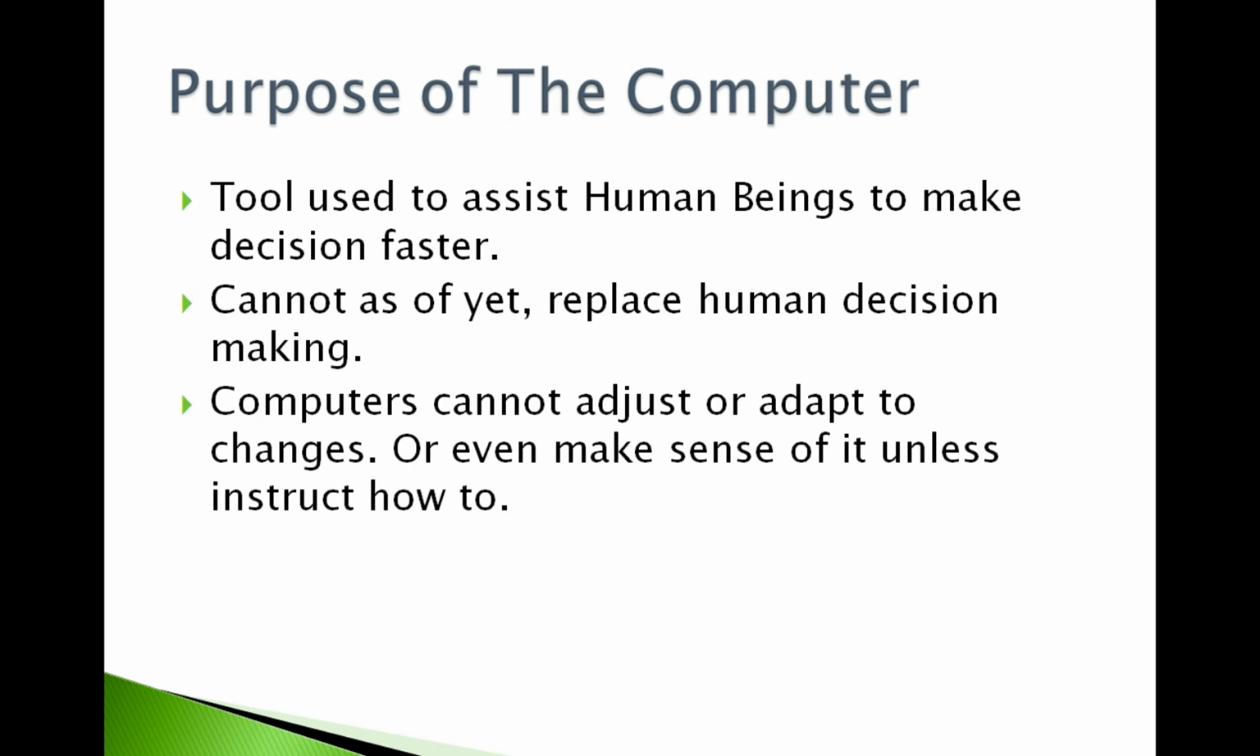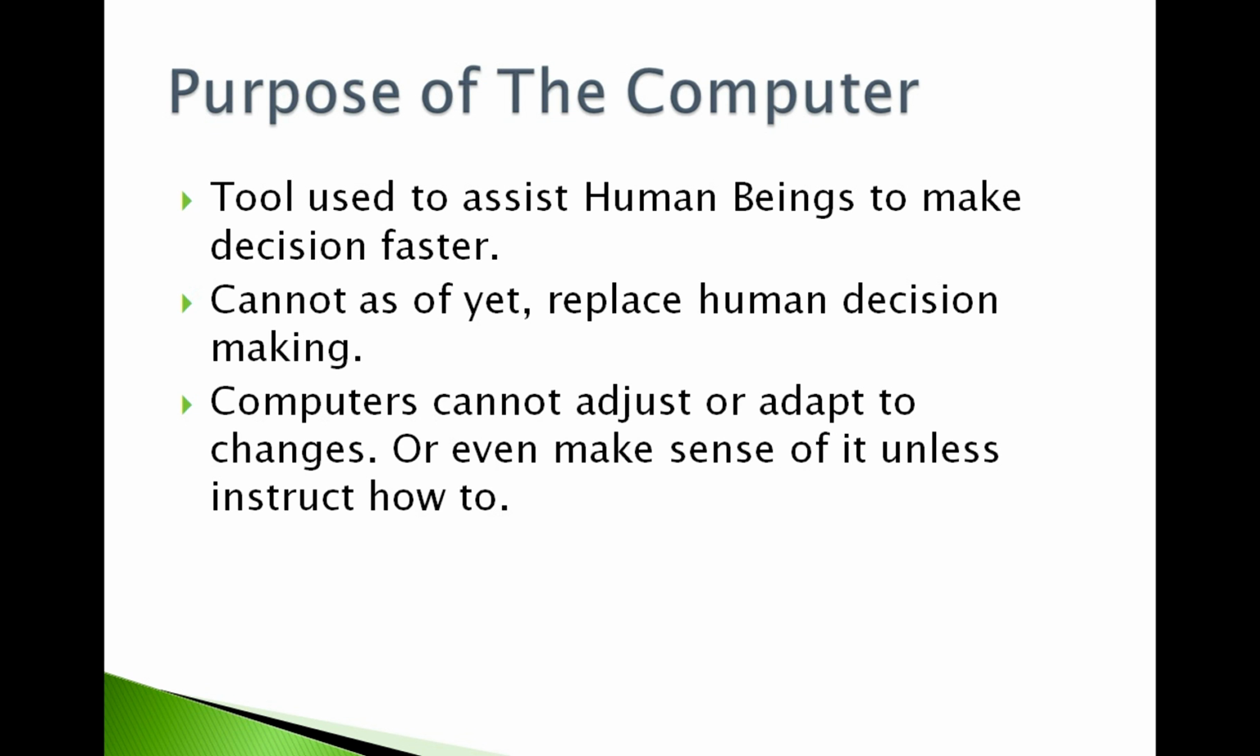So a computer, we're just going to think of it as a tool that helps assist human beings in making decisions faster. So keywords: tool, assist, and faster. A computer can't replace human decision making. It can only be used in order to make those decisions faster, and that's essentially all it can do.